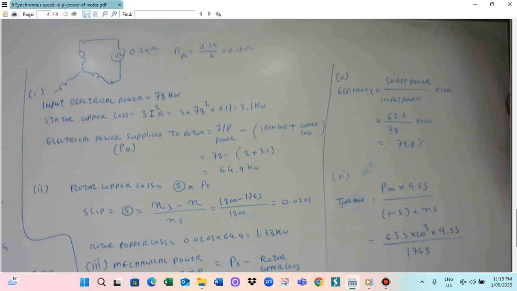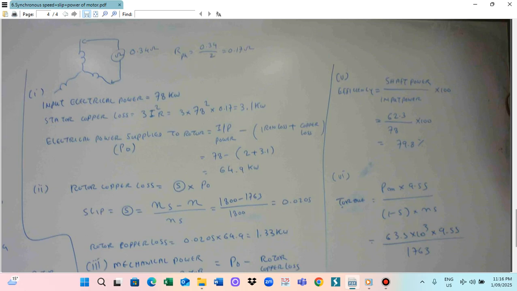So stator copper loss will be 3I squared R. So you calculate 3 times the stator current, which is given as 78 ampere, squared, times the resistance of 0.17. By calculating this we get 3.1 kilowatt. So this is the stator copper loss.